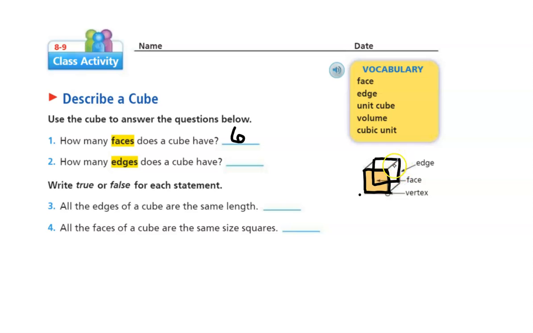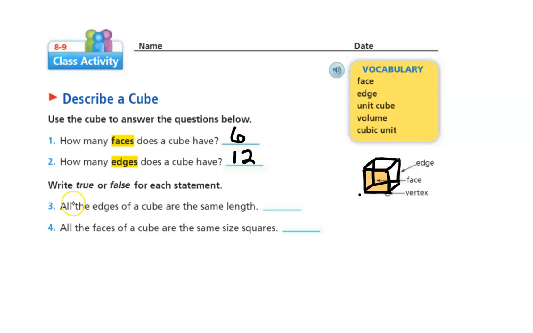And then you will have to connect these. So that would be 1, 2, 3, 4. So all together that would be 4 for the front, 4 for the back, and then the 4 that you use to connect, for a total of 12 edges altogether on a cube.